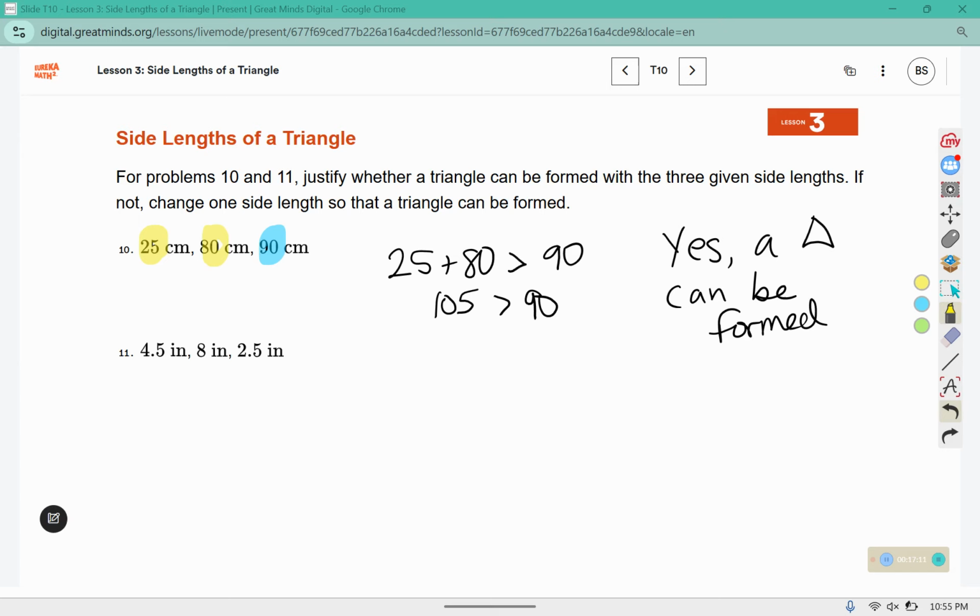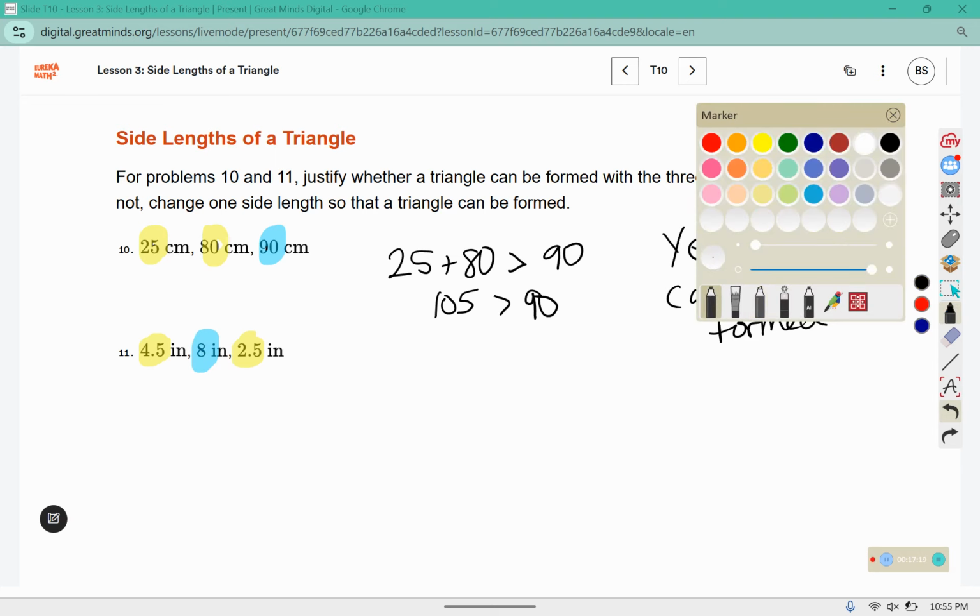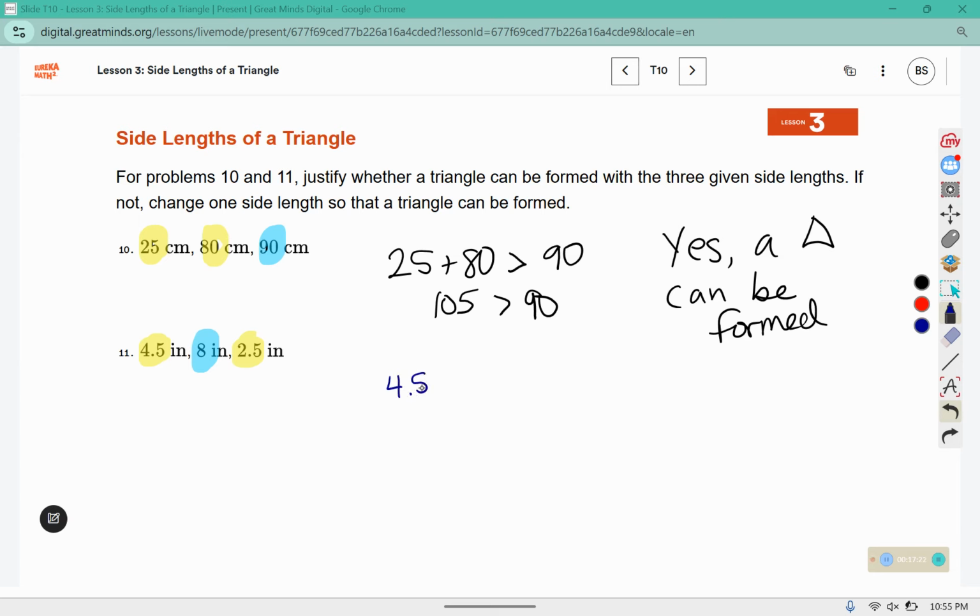Here, the two shortest sides are 4.5 and 2.5, and the longest side is 8. Is 4.5 plus 2.5 greater than 8? Well, 4 plus 2 is 6, and a half plus a half makes a whole, so this is 7, and that says 7 is greater than 8. But 7 is not greater than 8. So no, a triangle cannot be formed.